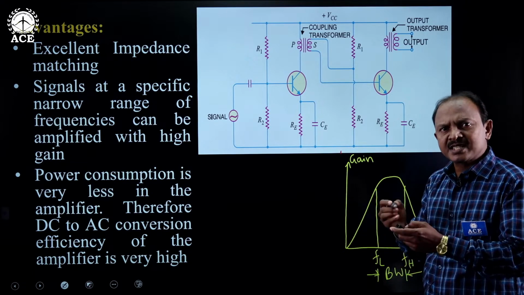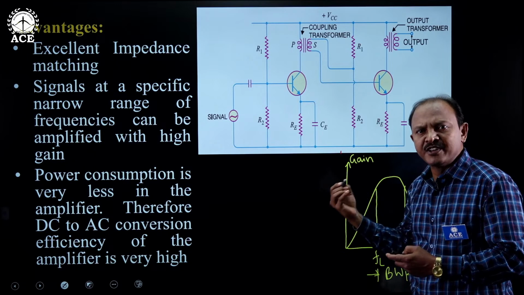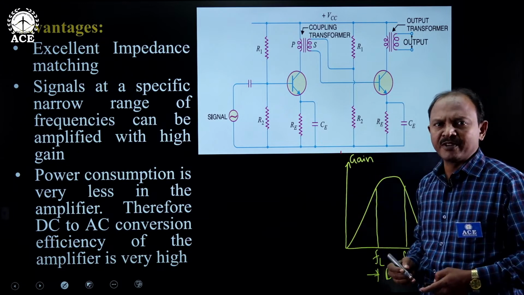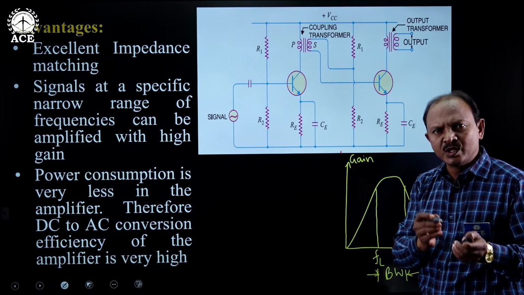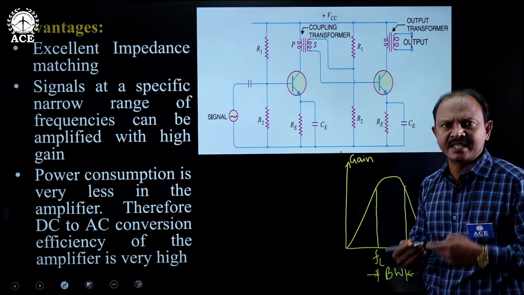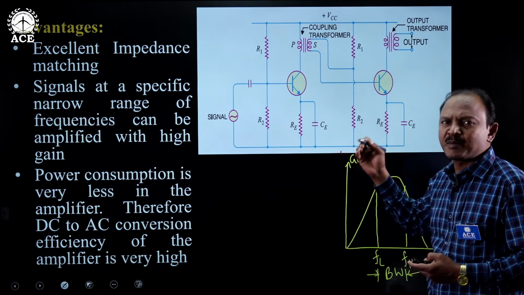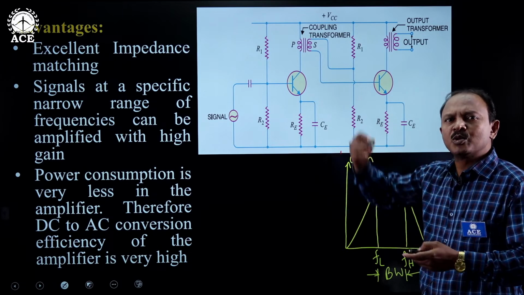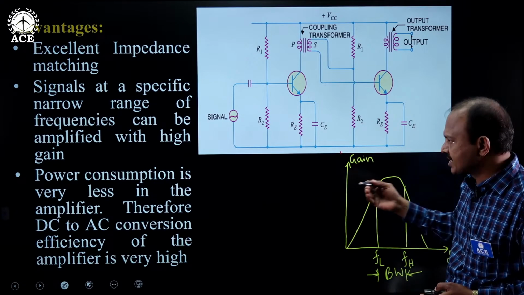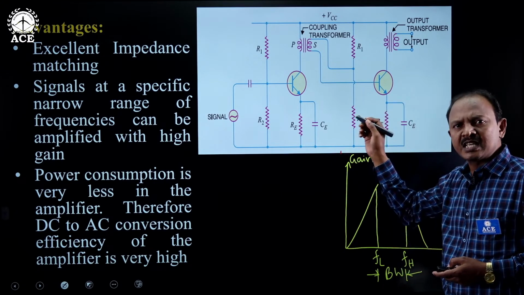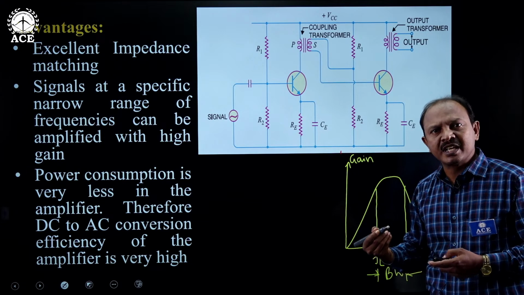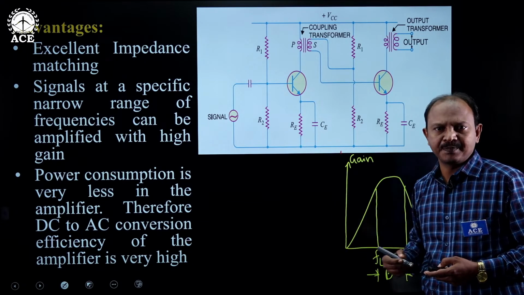As a result, we get excellent DC to AC power conversion efficiency in transformer coupled power amplifiers, unlike the conventional amplifiers. In conventional amplifiers, the problem is the DC to AC power conversion is just 25%. That's what mathematical results and experimental results are telling us. Whereas in transformer coupled amplifiers, we can improve the DC to AC conversion efficiency from 50% to almost 95%. That's a great advantage of this circuit. That's why transformer coupling is very much preferred in power amplifier circuits, where DC to AC power conversion efficiency is an important parameter.